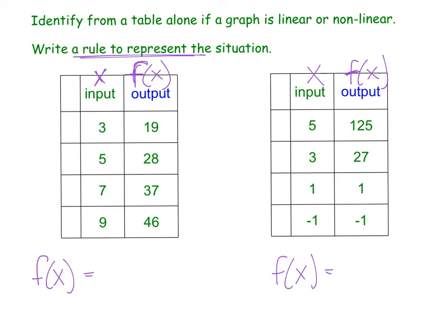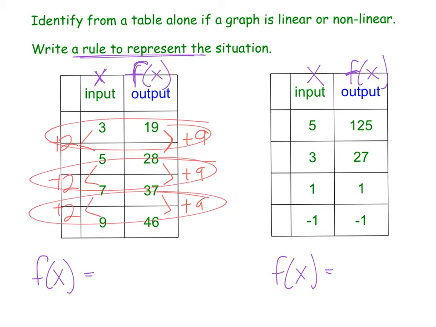So let's figure out our rate of change. Plus 9, plus 9, plus 9, up by 2, up by 2, up by 2. 9 over 2, 9 over 2, 9 over 2, they're all constant. And so we know that our slope, or the rate of change, is 9/2 x plus. Now we need to also figure out our y-intercept.